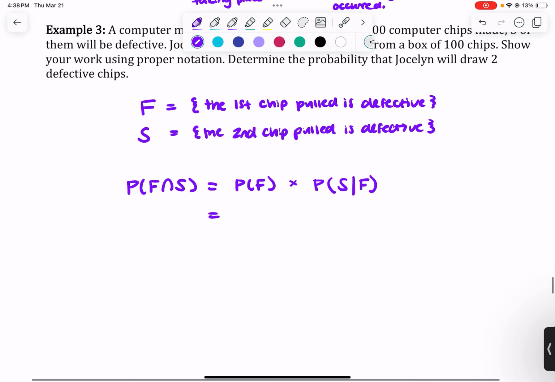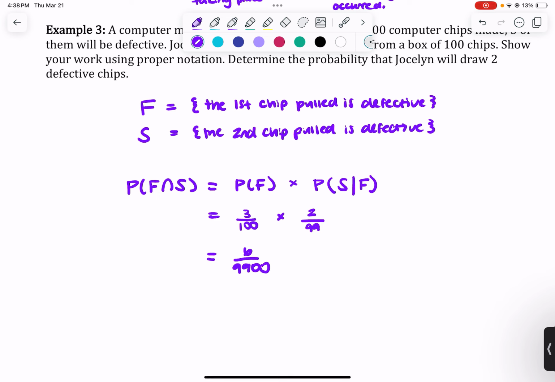Now, to find the probability of the first chip being defective, we know that 3 out of 100 chips are defective, and she's pulling it out of a box of 100. So we have a 3 in 100 chance of pulling that first defective chip. To pull a second defective chip, that's assuming that she's pulled out a first defective chip, which means if there was 3 to begin with, she's already pulled out 1, there's only 2 left. And because she's pulled out 1 from the total of 100 chips, there's only 99 total that she could pull out. I multiply because we have that and situation, giving us 6 over 9,900.